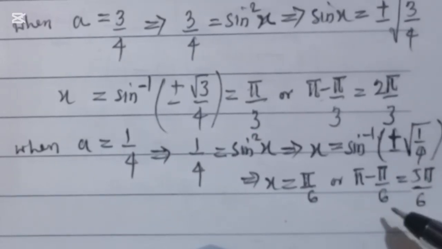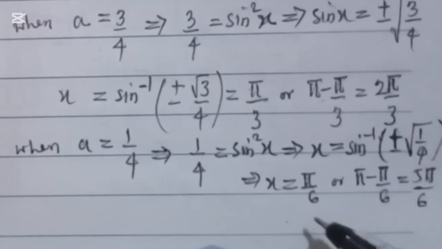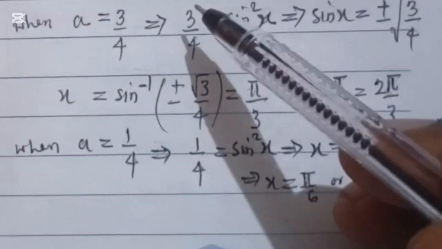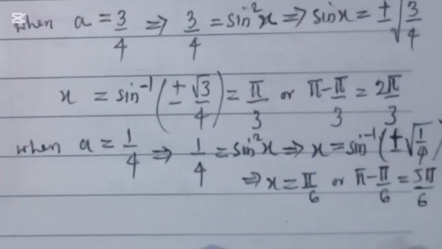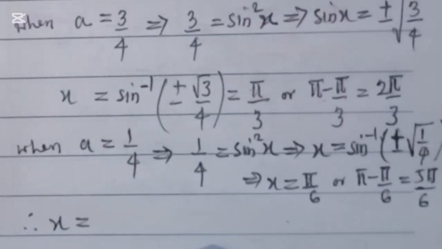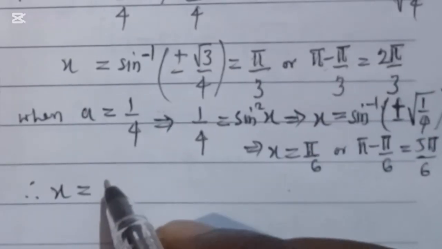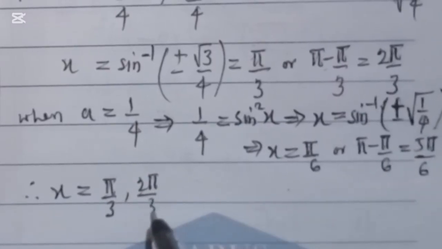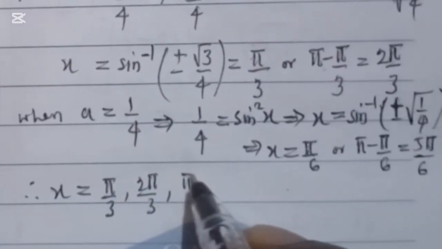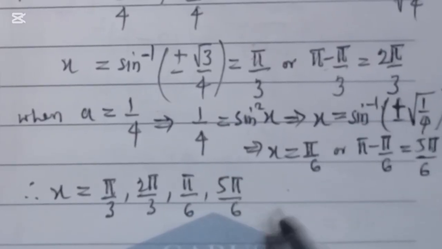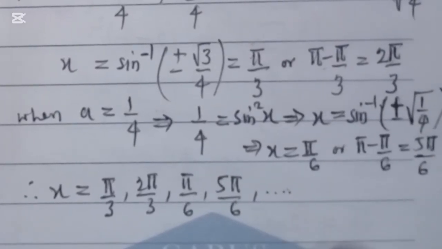Alright, now we've gotten two values of x for a, and another two values of x for the other value of a. So we can now bring down, therefore, that all the values of x that we know, and many more, would be pi over 3, 2 pi over 3, then we have pi over 6, and then 5 pi over 6, and many more that satisfy this equation.